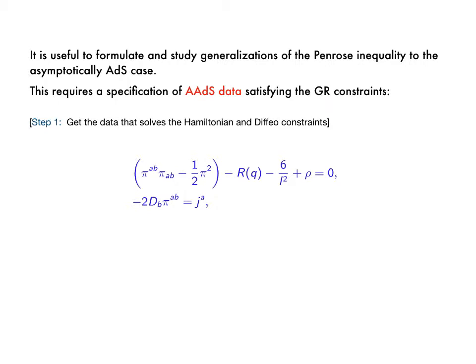This requires a specification of asymptotic AdS data satisfying the GR constraints, which are given as below. So the first one is the Hamiltonian constraint, and the second equation is the diffeomorphism constraint. You see the factor minus 6 over L squared in the Hamiltonian constraint. That is precisely a negative cosmological constant, since AdS space is a space of constant negative curvature. So that comes from a negative cosmological constant.